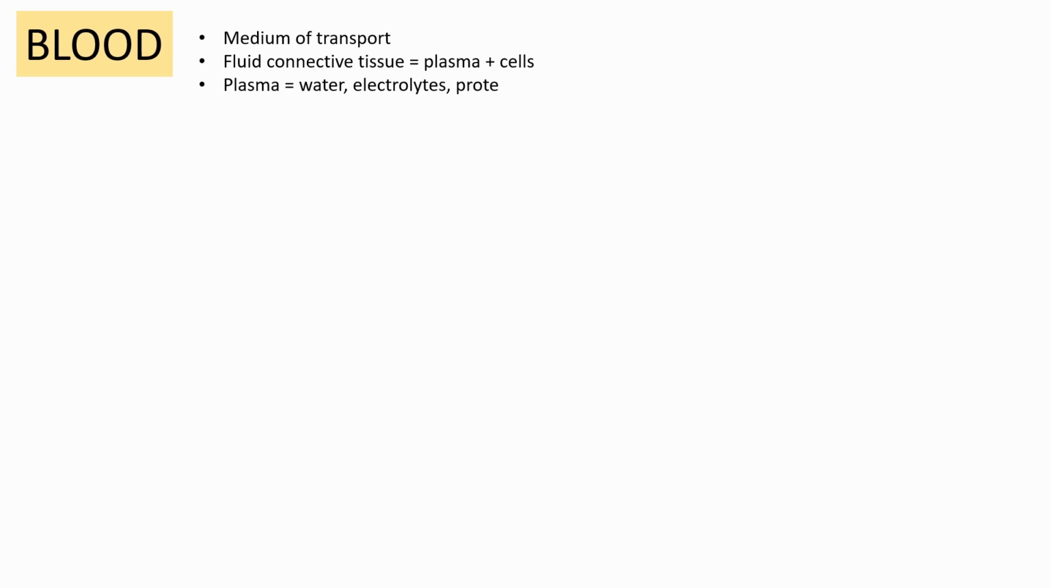Okay, so let's talk about blood. Blood, as we said, is the medium of transport for the circulatory system. Essentially speaking, blood is a fluid connective tissue. It is made up of plasma and blood cells. Plasma is mostly water with some electrolytes dissolved within it and some proteins within it. The blood cells are mostly red blood cells, white blood cells, and platelets. So RBCs, WBCs, and platelets, these are the most common blood cells.